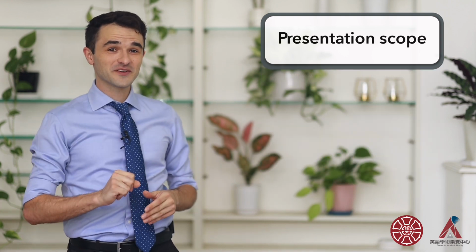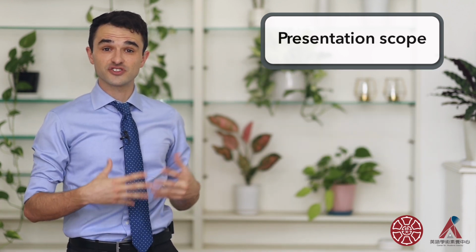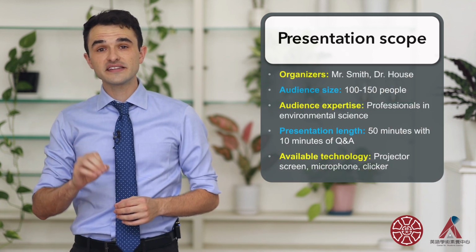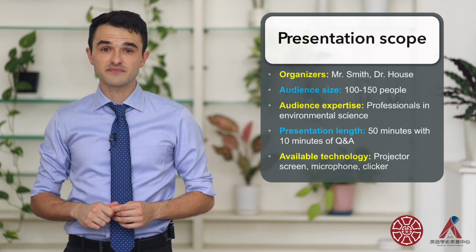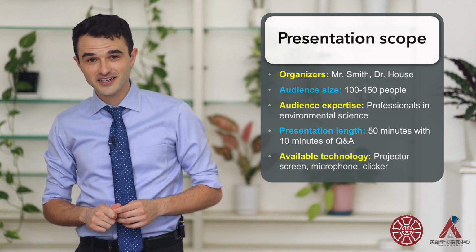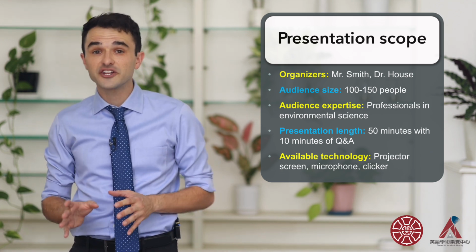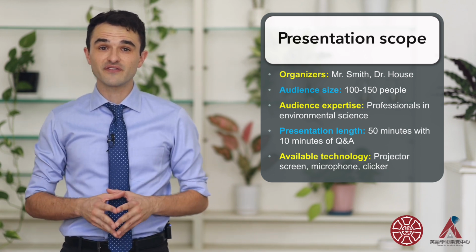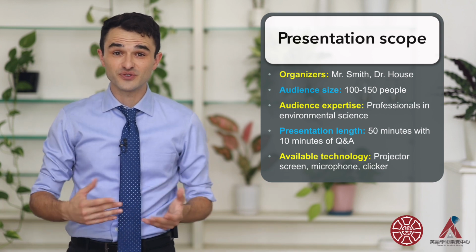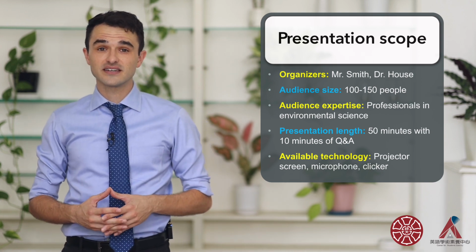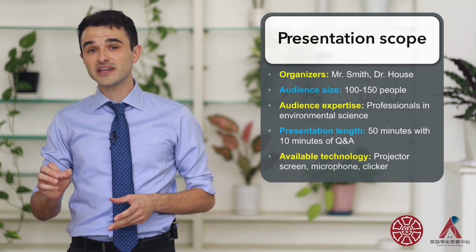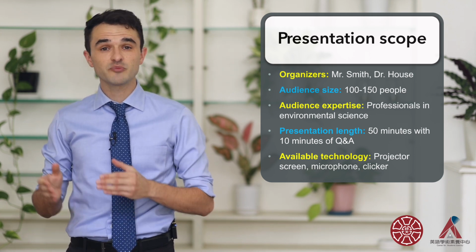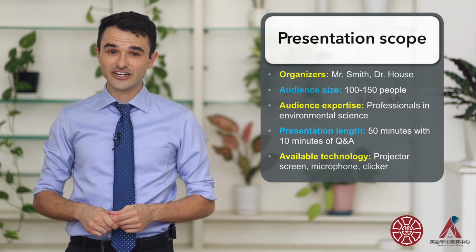Okay. The first thing we need to do is check the presentation scope and requirements. Here, we can see the details. Organizers, Mr. Smith and Dr. House. Audience size, 100 to 150 people. Audience expertise, professionals in environmental science. This means I can use jargon and industry phrases. Presentation length, 50 minutes with 10 minutes of Q&A. Available technology, projector screen, microphone, clicker.